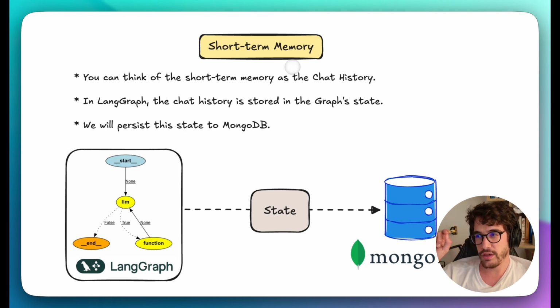So you can think of the short-term memory as the chat history. Maybe you have worked with LangChain, with Llama Index, with any of these agentic frameworks in the past, and you are familiar with this chat history abstraction. This is just a list or a queue that contains the whole sequence of message exchanges between the user and the assistant. In LangGraph, the chat history is stored in the graph state.